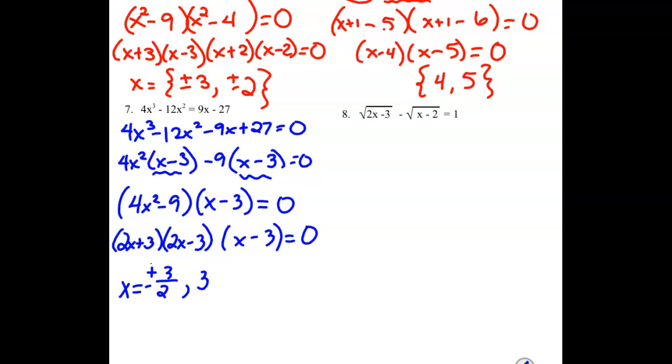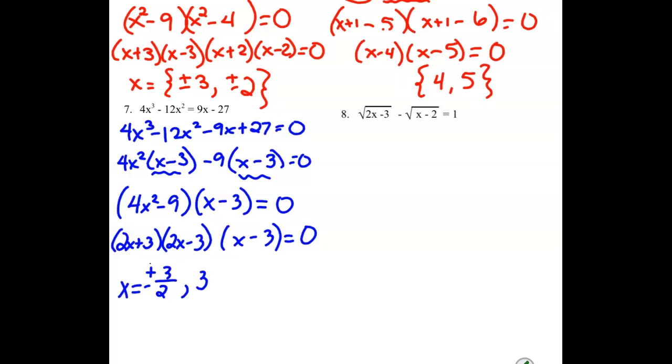Our last question is the fun one, right? Where you have 2 square roots in the expression. Our technique was to isolate one of them first. Usually we try to isolate the more complicated one first and get it cleaned up right away. So I'm going to add this square root over to this side. So I have the square root of 2x minus 3 equaling 1 plus the square root of x minus 2.